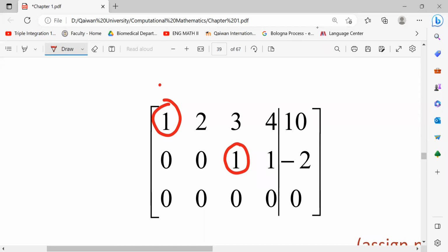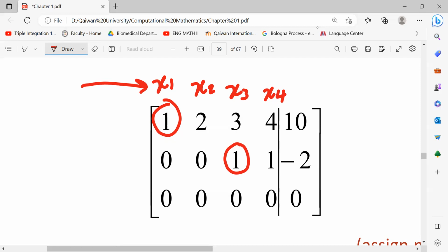This is x1. This is x2. This is x3. This is x4. Which of the variables is not on the leading entries? x1 is at the leading entry, and x3 is at the leading entry.